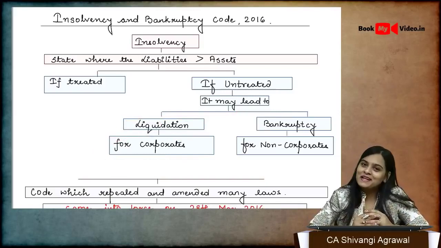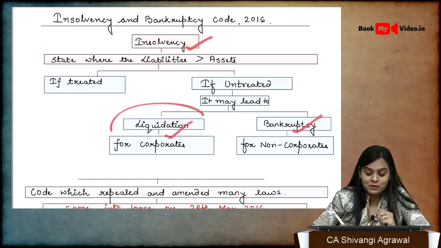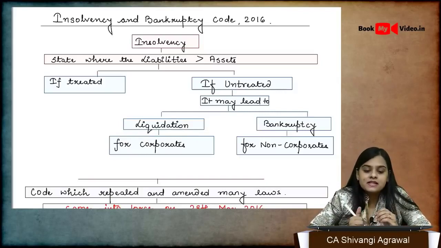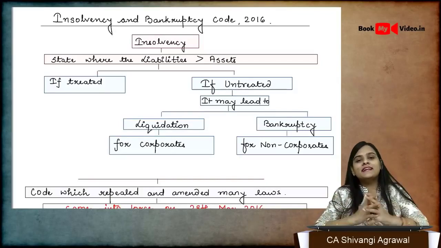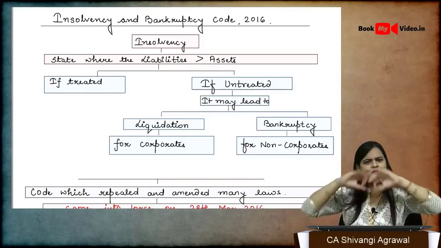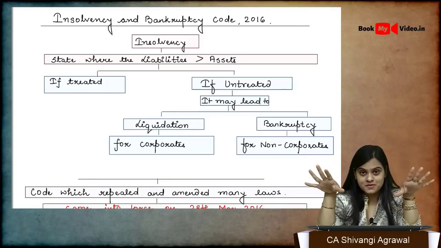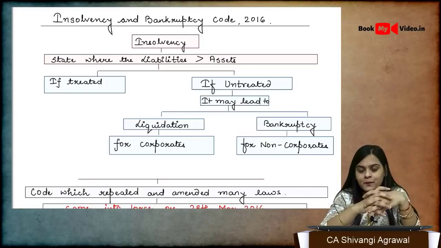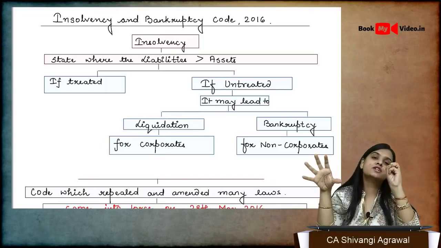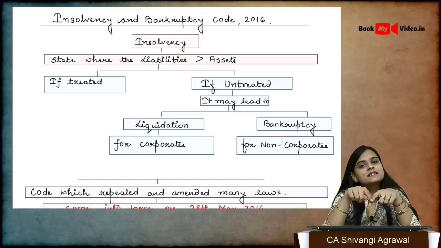Now, what do we mean by liquidation? Insolvency is a separate term, bankruptcy is a separate term, and liquidation is also a separate term. Liquidation is nothing but the process of winding up. And what is winding up? Winding up, liquidation, dissolution, so many terms. Dissolution and liquidation are different terms. Liquidation means winding up, and winding up means sale of assets to pay off liabilities. Only that particular process.